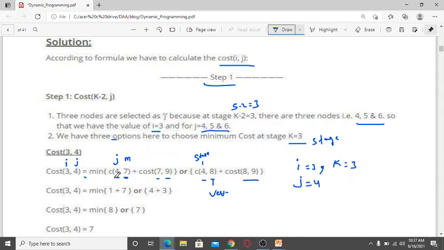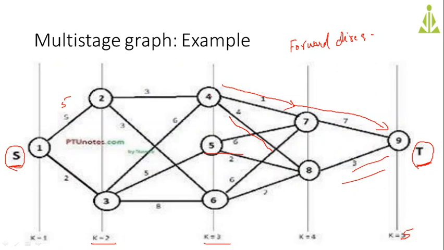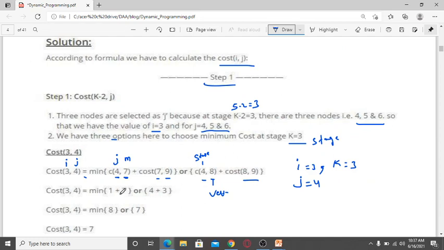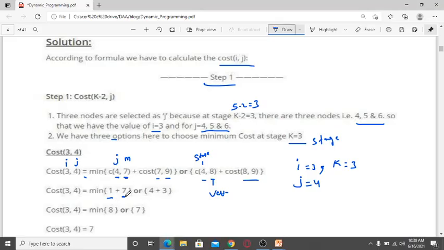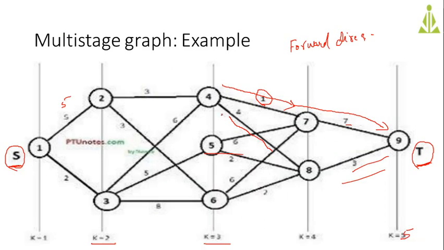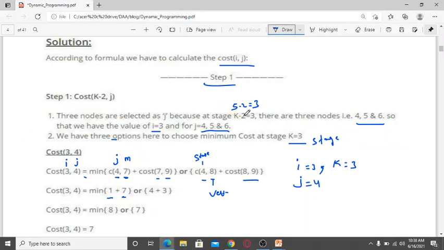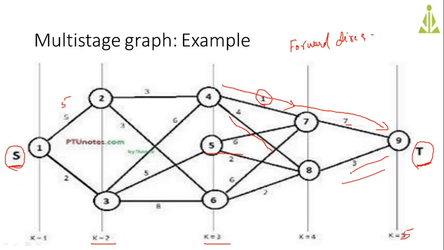As per the table, from 4 to 7, what is the cost? It is 1. And the cost from 7 to 9 is 7. Or, 4 comma 8 has weight 4, and cost 8 comma 9 is 3.